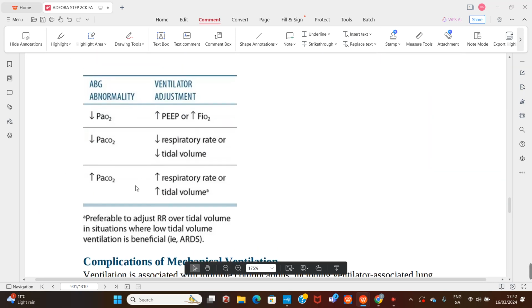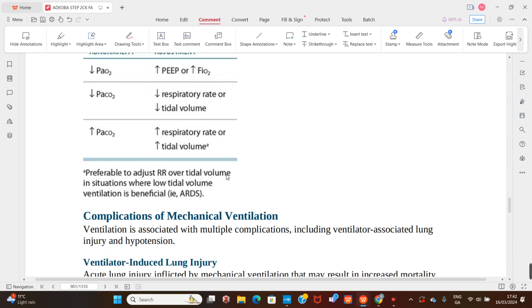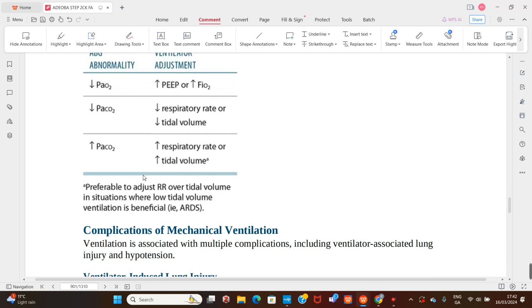So we already know this adjustment. If you want to increase PaO2, you must increase your PEEP or you increase your FiO2. Easy. Ventilator adjustment. For PaCO2 to drop, it means that this person has hyperventilated, right? So you must reduce that ventilatory rate by reducing tidal volume or respiratory rate. For somebody that has hypercapnia, you must increase ventilatory rate, which is by increasing respiratory rate or tidal volume.